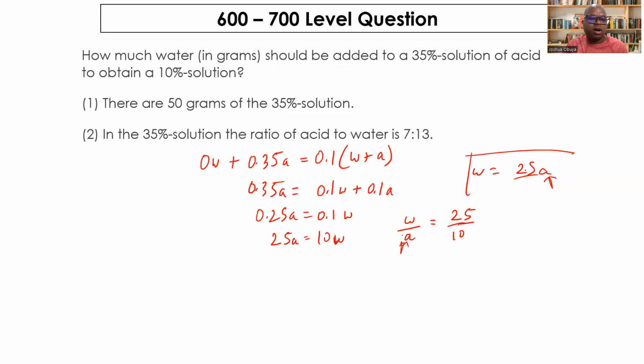Statement 1, what does it say? There are 50 grams of the 35% solution. So if you have 50 grams, just plug in 50 grams here. W is equal to 2.5 times 50. What do you get? That is 125 grams. And we have a definite answer, not multiple answers. This is sufficient. Then I'll look at the second one.